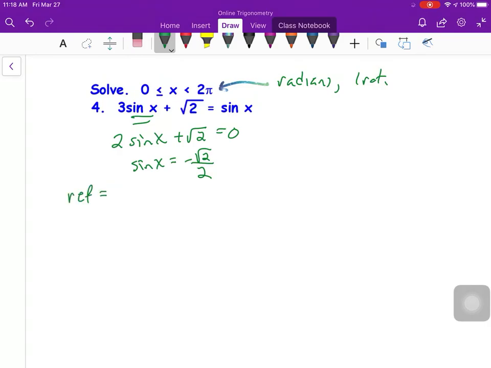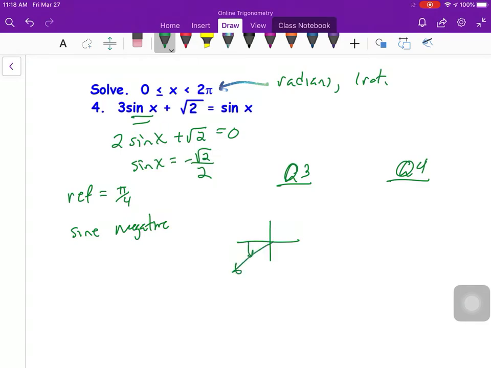This one does have a reference angle. The reference angle in degrees would have been 45. In radians it will be pi over 4. Sine is negative, and sine is negative in quadrants 3 and 4. Quadrant 3 we have talked about. I'm going a pi over 4 down.